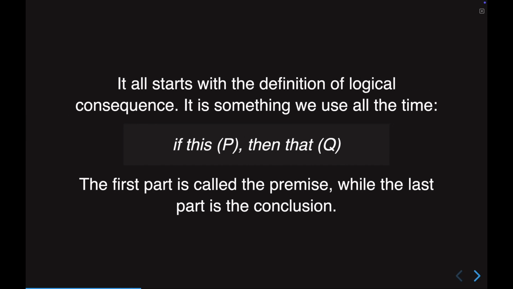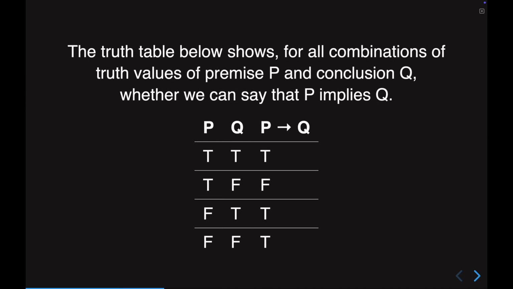It all starts with the definition of logical consequence. It is something we use all the time. If this, then that. The first part is called the premise, while the last part is the conclusion. This truth table shows, for all combinations of truth values for premise P and conclusion Q, whether you can say that P implies Q.